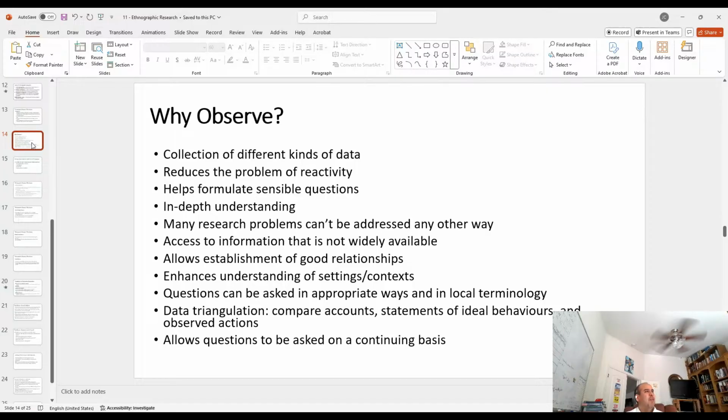Okay. Why observe? Why do observations? Why do ethnography? Collect different types of data, different kinds. You reduce the problem of reactivity, right? Where you're not understanding a particular culture and not understanding something that may be causing problems within the culture and how to correct those problems. It helps you formulate sensible questions. It provides an in-depth understanding. Many research problems also can't be addressed any other way than through ethnographic research.